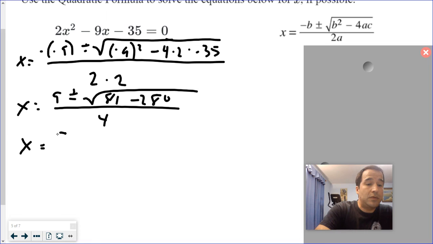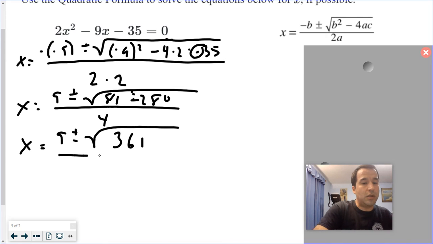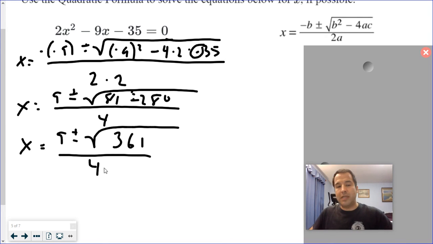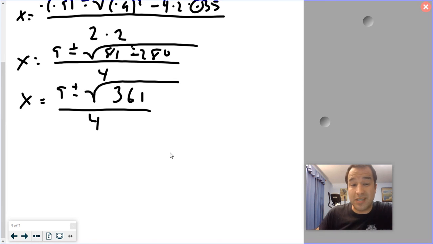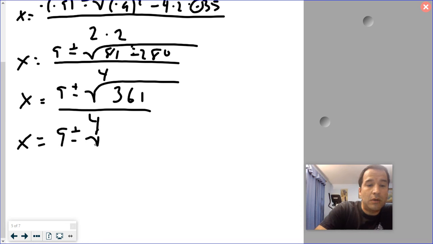So x equals 9 plus or minus, again, 81 minus 280. Oh, this one is negative. So this would be minus negative 280, which would make this plus positive. So we add those two up, and when you add those two up, you get 361 all over 4. And wouldn't you guess, 361 probably has a nice even square root, doesn't it? So x equals 9 plus or minus the square root of 361, which is 19. So plus or minus 19 all over 4.